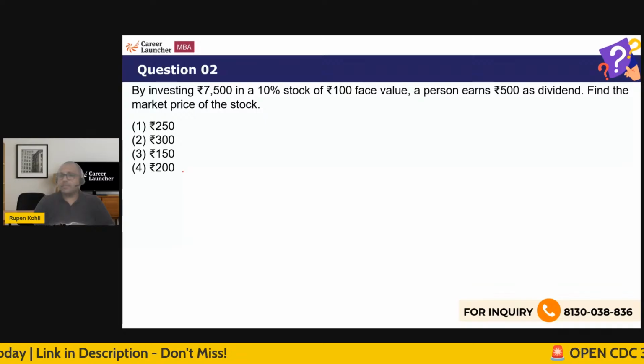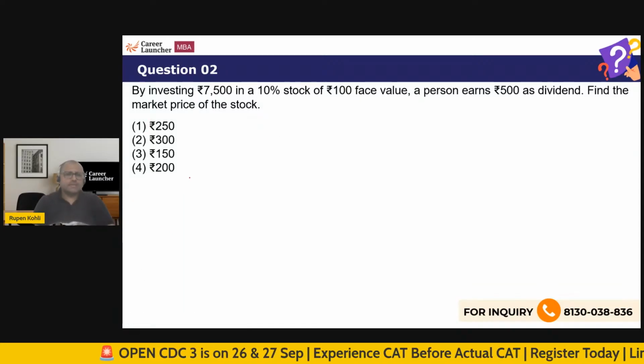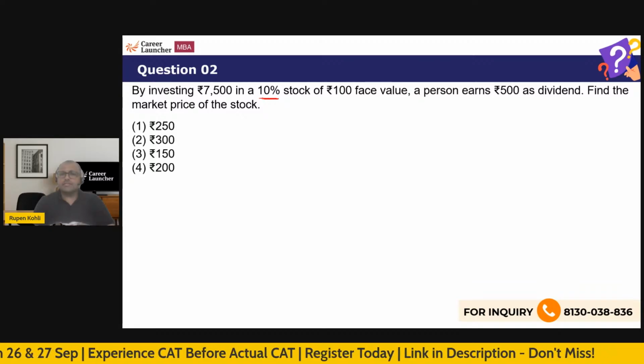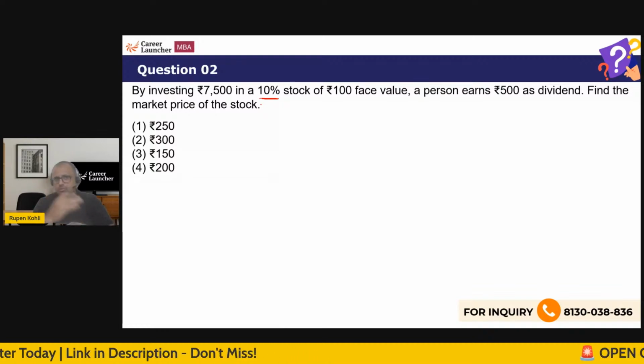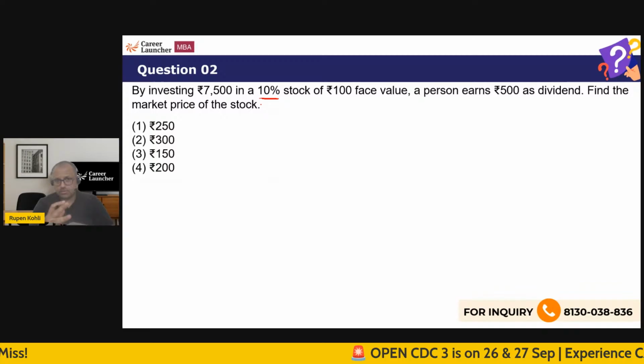Find the market price of the stock, right? चलिए देखते हैं. By investing 7500 rupees in a 10%, ये 10% क्या है? This is basically the dividend yield जिसको बोलते हैं. बेसिकली जो डिविडेंड मिलता है, it's a percentage of the face value. So 10% stock मतलब जो डिविडेंड मिलेगा that will be 10% of the face value of the stocks. 7500 is the market price total.